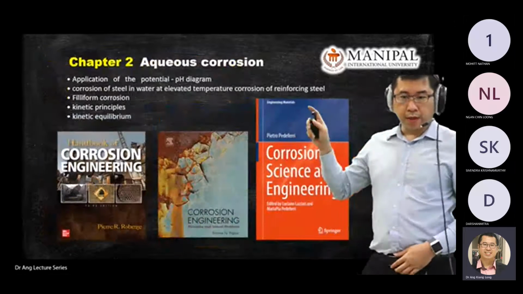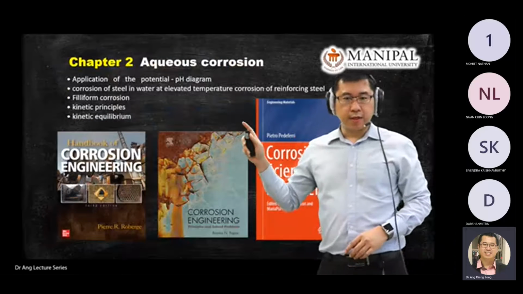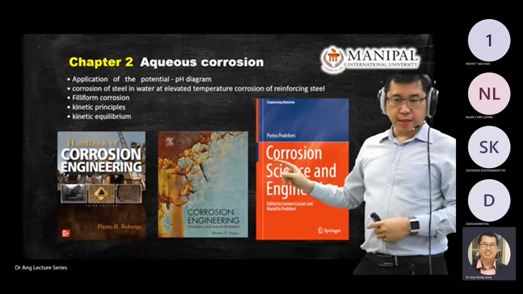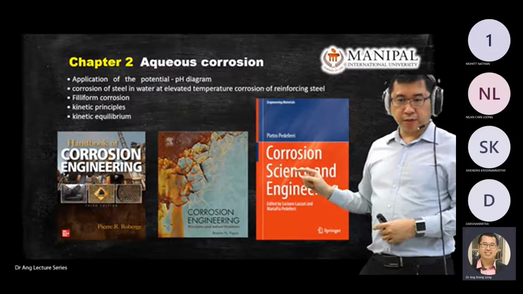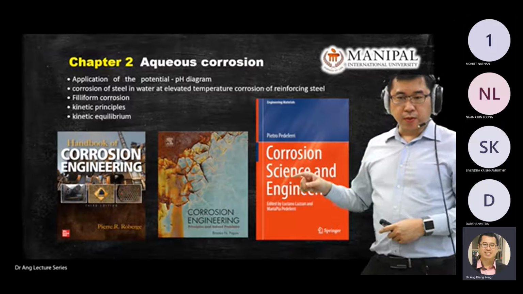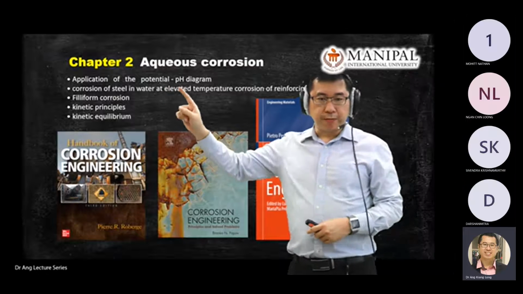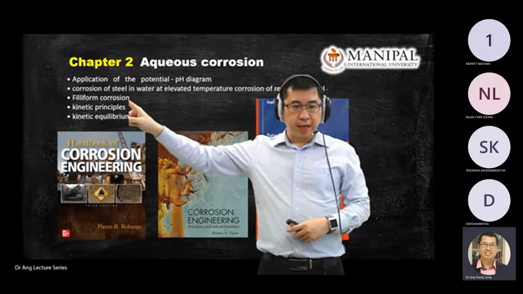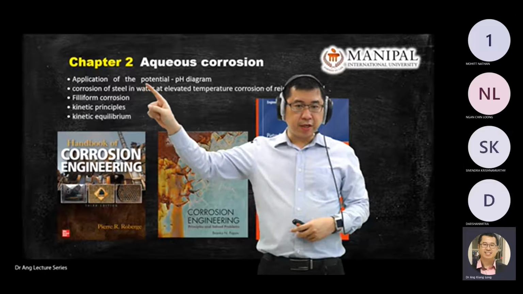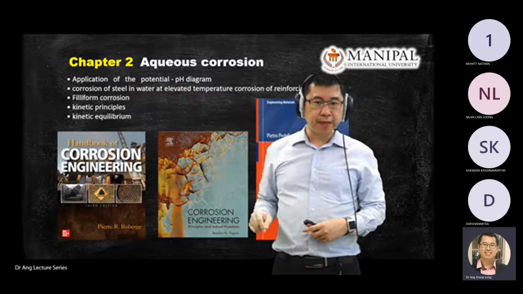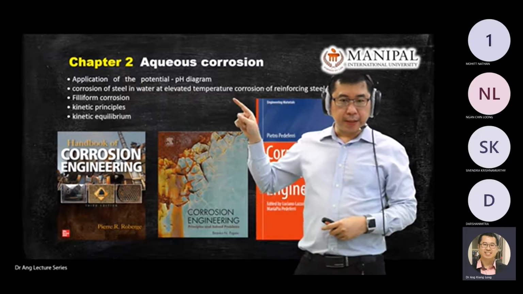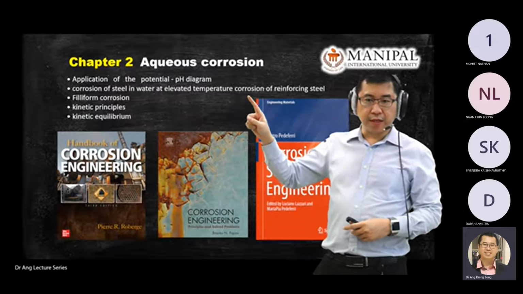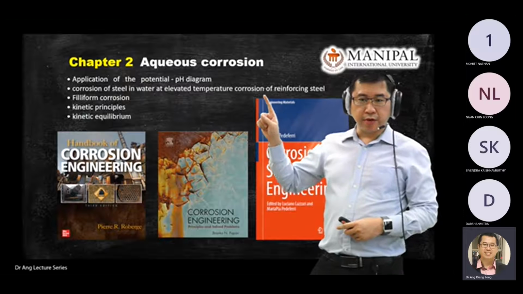Okay. Now today we're going to look at aqueous corrosion. So I'll be using these three books, additional with this book. So in this chapter 2, we will cover what is a potential pH diagram, and then the application of the potential pH diagram, and then we look at corrosion of steel at elevated temperature for reinforced steel.